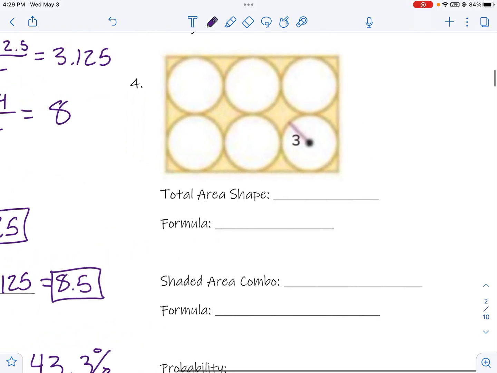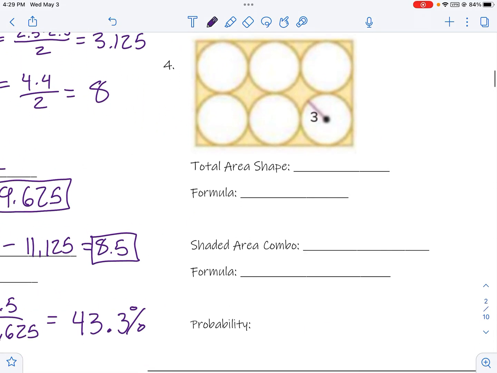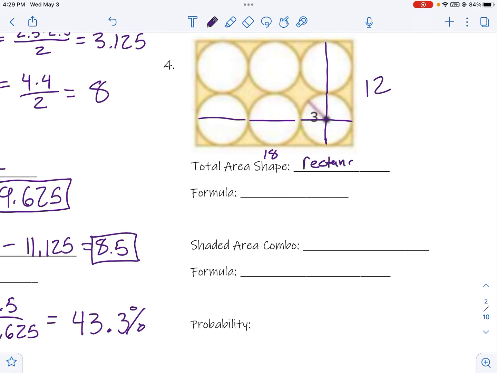Okay, let's do the next one. Number 4. My total area shape, or the entire shape, is a rectangle. We've done problems like this before. If we know that the radius is 3, that means the diameter is 6, and we have 3 of those. So the whole length across would be 18. And then the same thing here, if the length of my diameter is a 6 going all the way down, that would be a length of 12. So my rectangle would be 18 times 12, which equals 216.